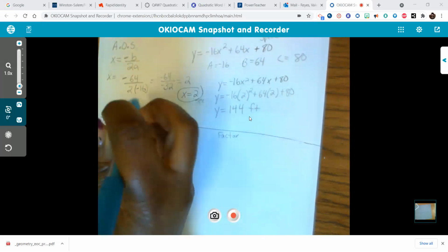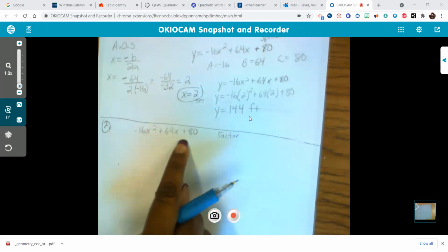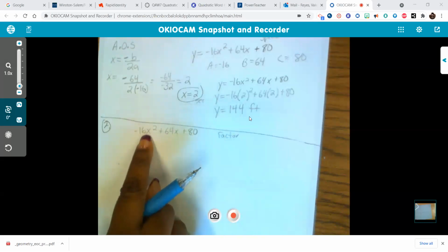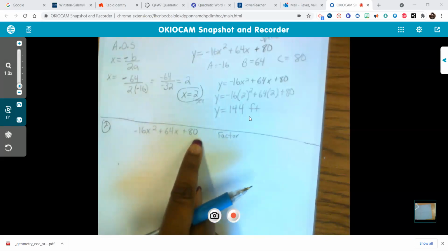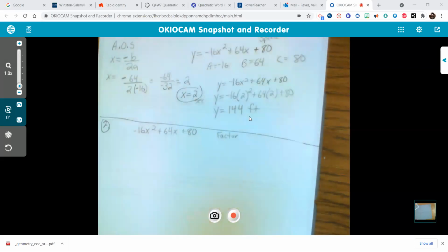You don't have to write that. So now let's factor. Anytime that you factor, you always look for GCF first. What is the GCF, the greatest common factor of all three numbers? 8 is. So let's take out an 8.